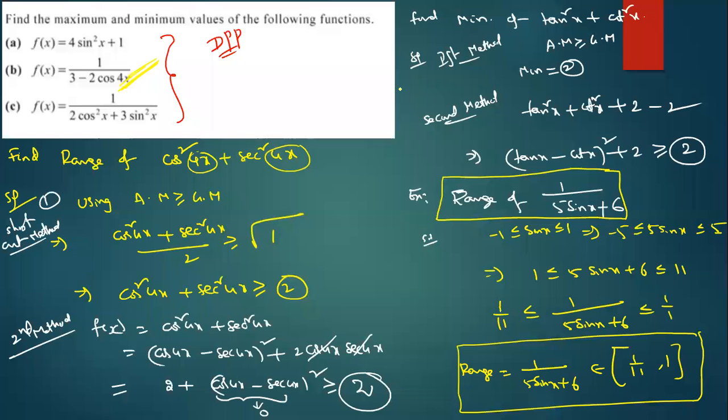Okay, minimum is 1 by 11, you should understand. Maximum is 1. So conclude every time. Keep the conclusion in a box every time.